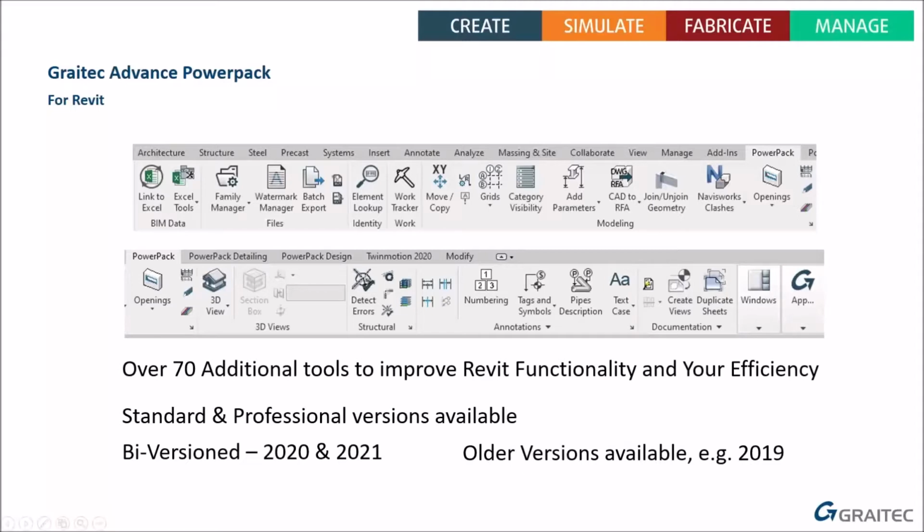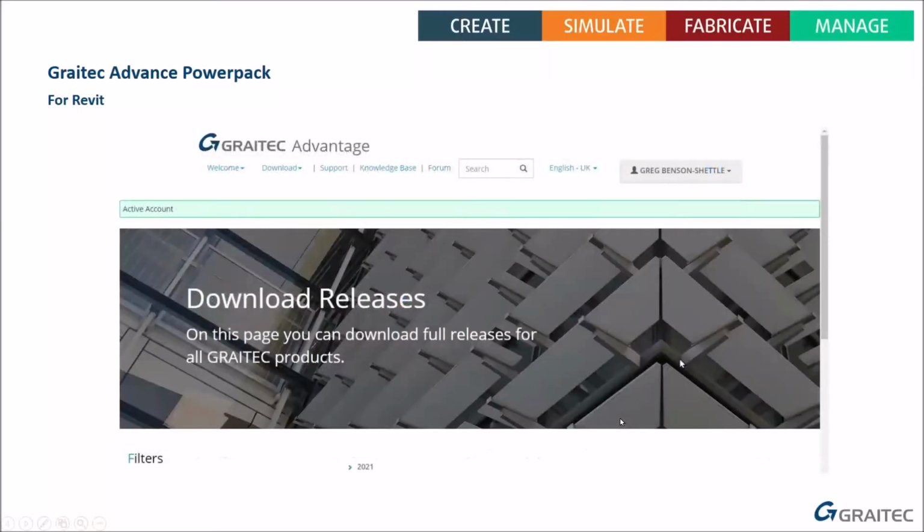So, the next logical question is, where do we get the PowerPack from? There are various places, but one easy place is the Advantage website, our own website, the Graitec Advantage website. It looks like this, and you can log in. You'll need a login. If you need a login and you can't get into the Advantage website, then again, please contact your local representative and they'll be able to help you out with that.